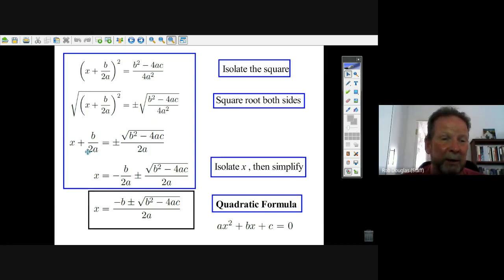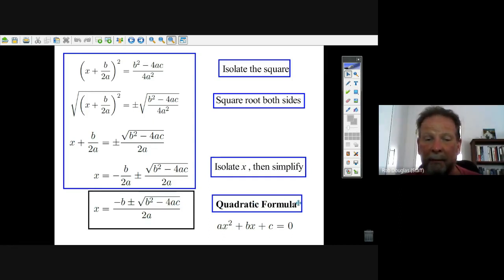One last thing to do, we subtract b over 2a, and it moves to this side. Well, look, we've got a common denominator here. So we can write the 2a down, and we end up with the formula. This is the only thing you really have to use. You get minus b plus or minus. There's two roots. There's two different answers. Plus or minus the square root of b squared minus 4ac all over 2a.